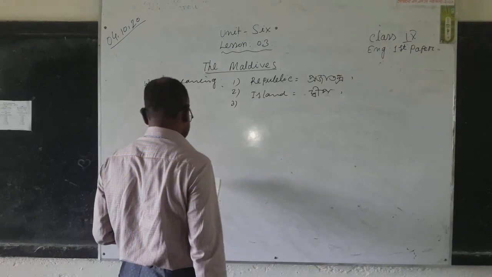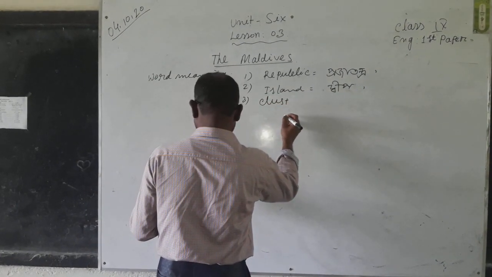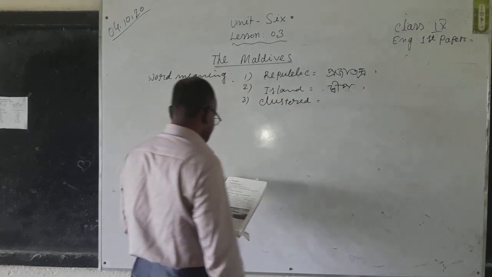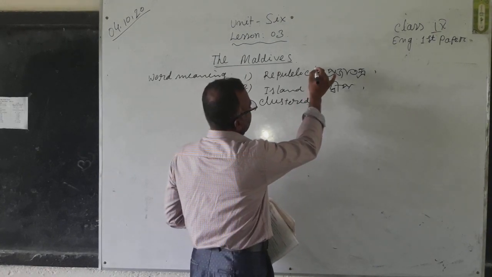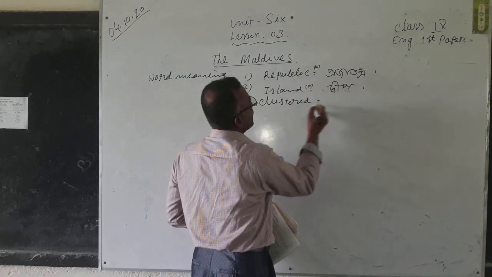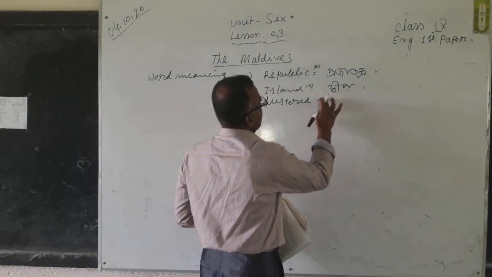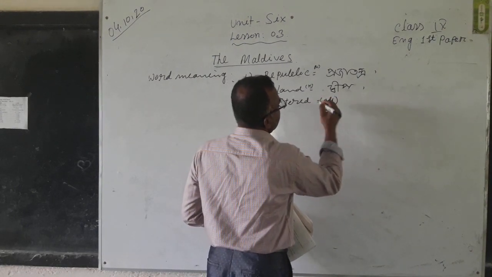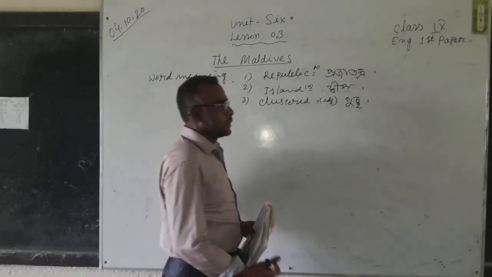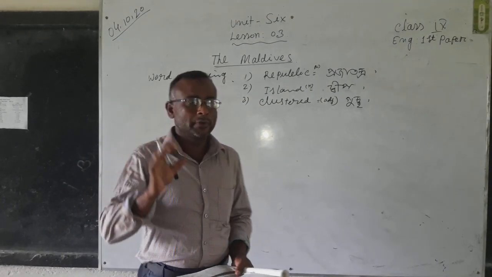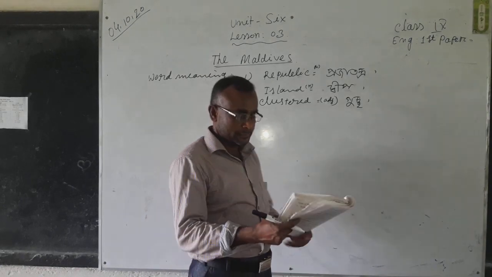Next, number three, cluster, C-L-U-S-T-E-R. Cluster, noun. Here we can say republic, noun, island, noun, cluster, bhag. Cluster means bhag. Here it is used as a noun. Cluster, guchho, a bunch of flowers, jemon ek guchho. This is called cluster.